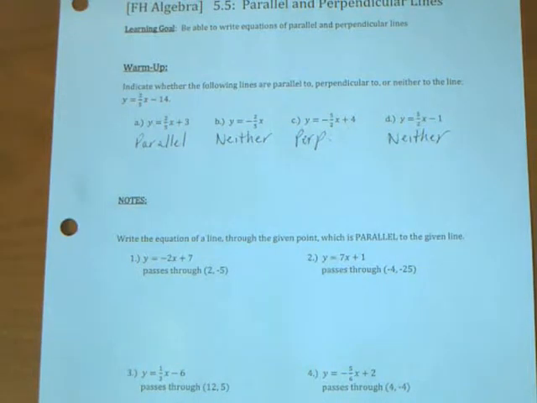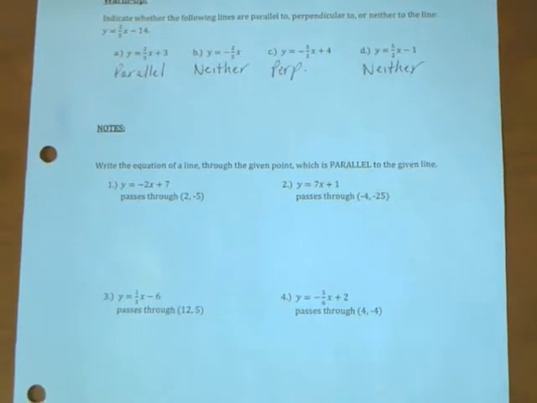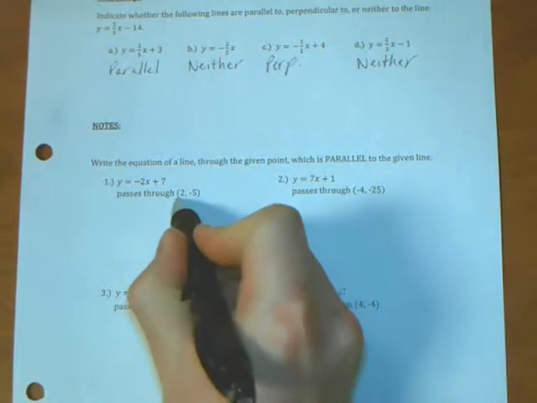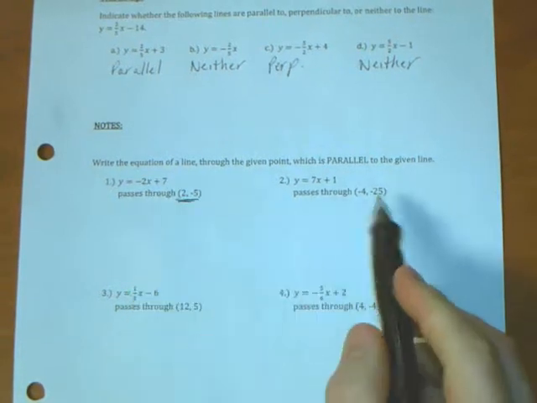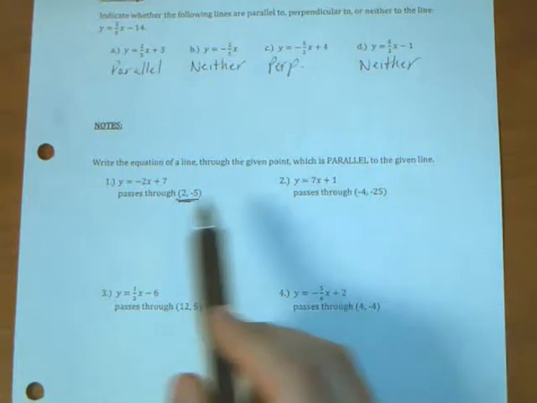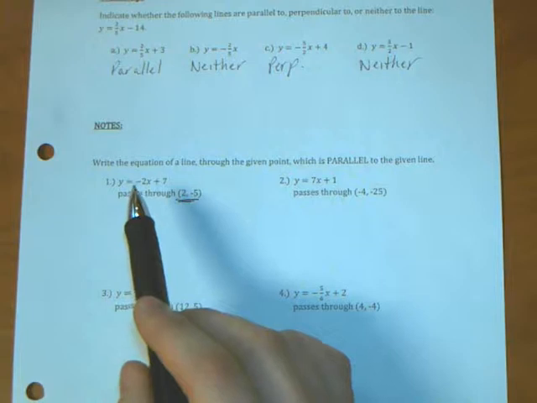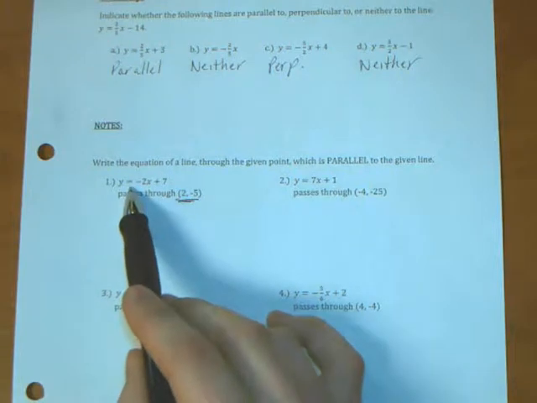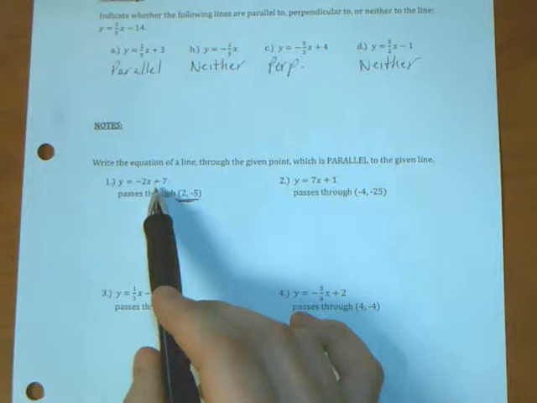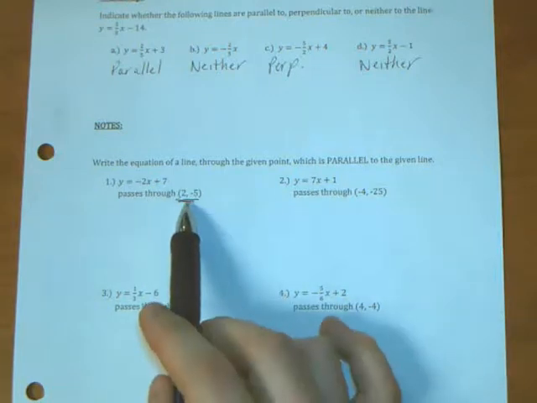So now what we're going to do is, the directions say write the equation of a line through the given point. So this here is the given point, which is parallel to the line that I gave you. So for number one, we want to write the equation of a line that is parallel to y equals negative 2x plus 7. And that new line, that parallel line, we want that to go through the point 2, negative 5.